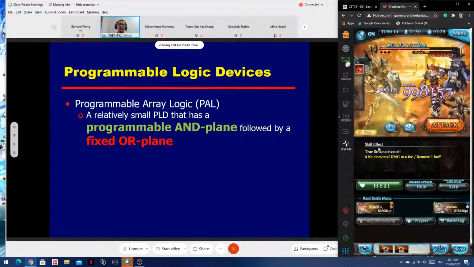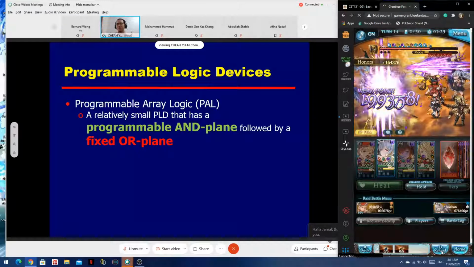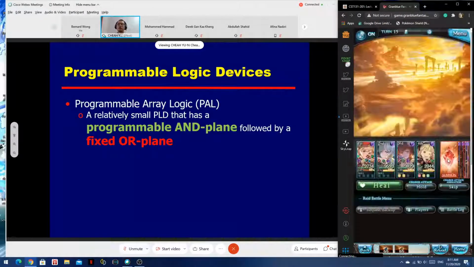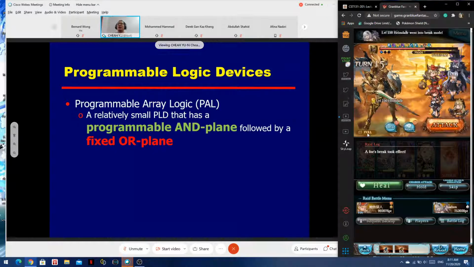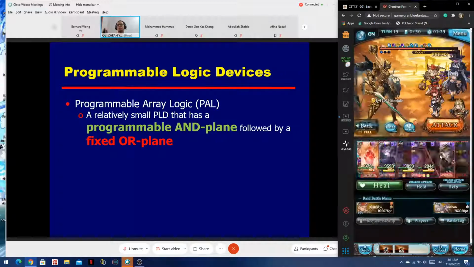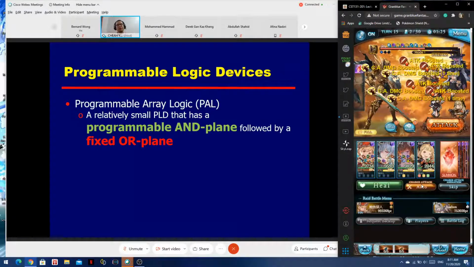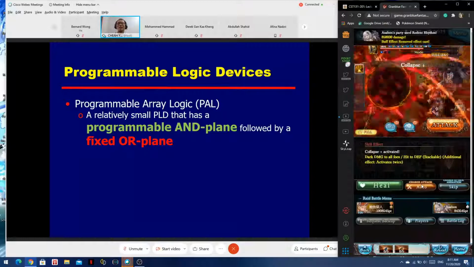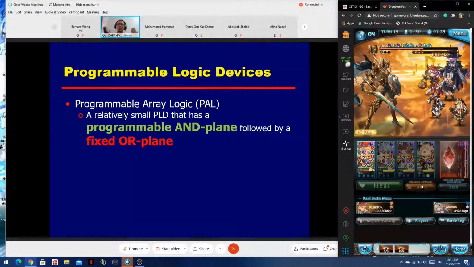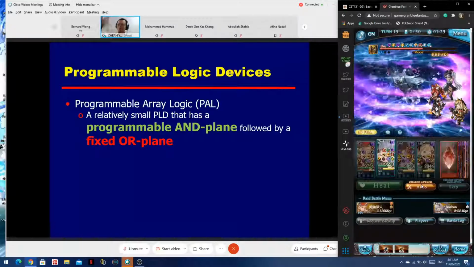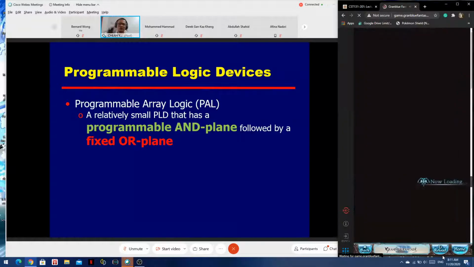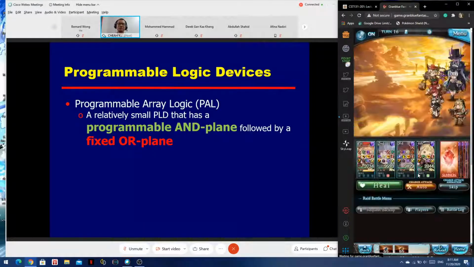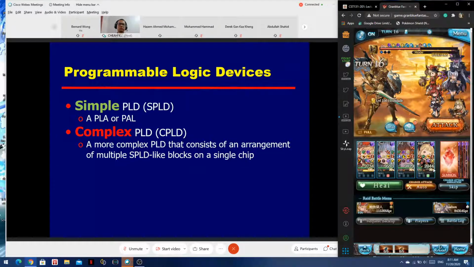Now the other one, the name also is very similar. This is the programmable array logic. Again, it's a very small PLD, and only the AND part is programmable. The AND part is programmable, but the OR part is fixed. Why? I don't know. Because that's how the designers have decided. For the PAL, we will allow programmable AND, but the OR is fixed. It is also two levels, but only one is programmable.